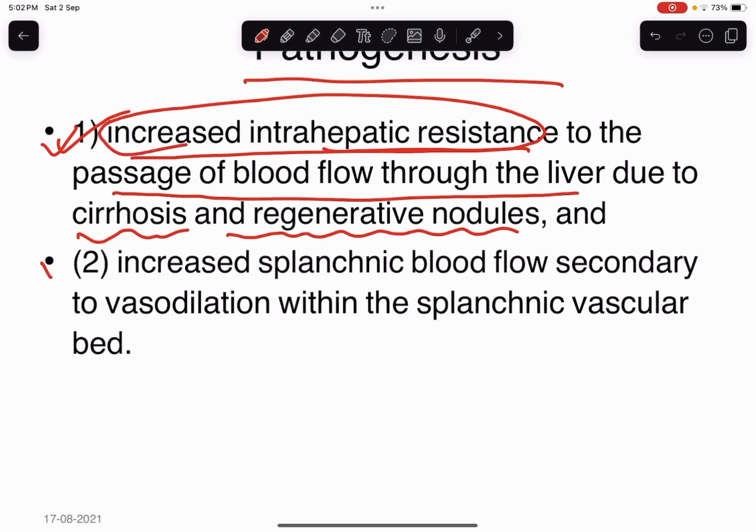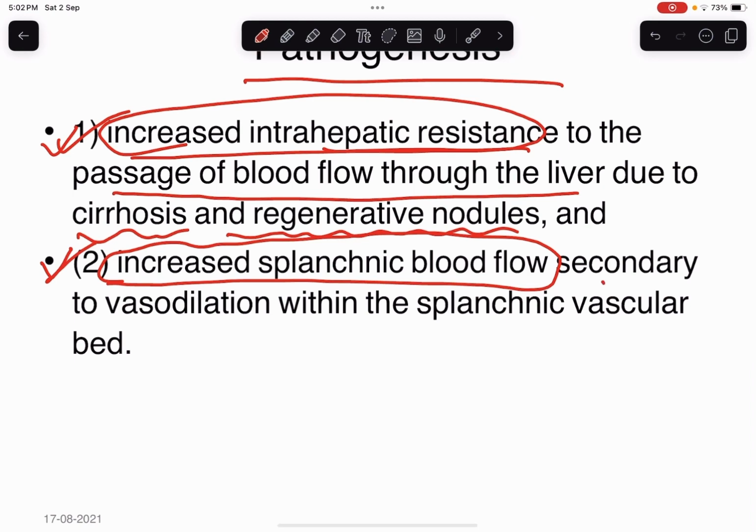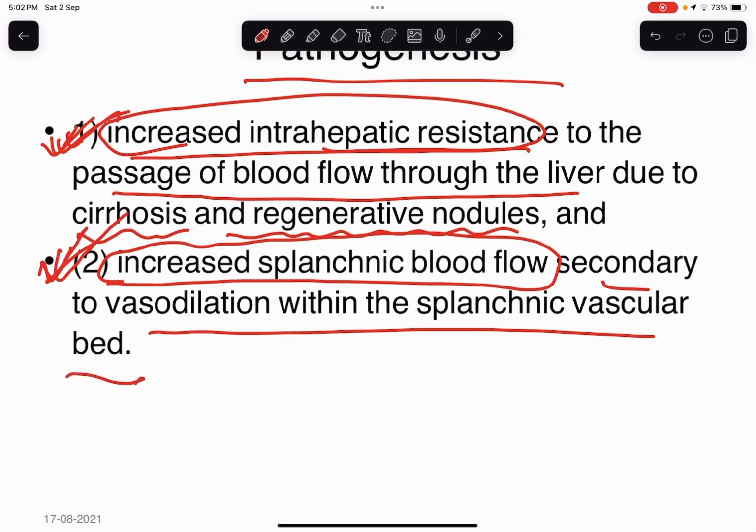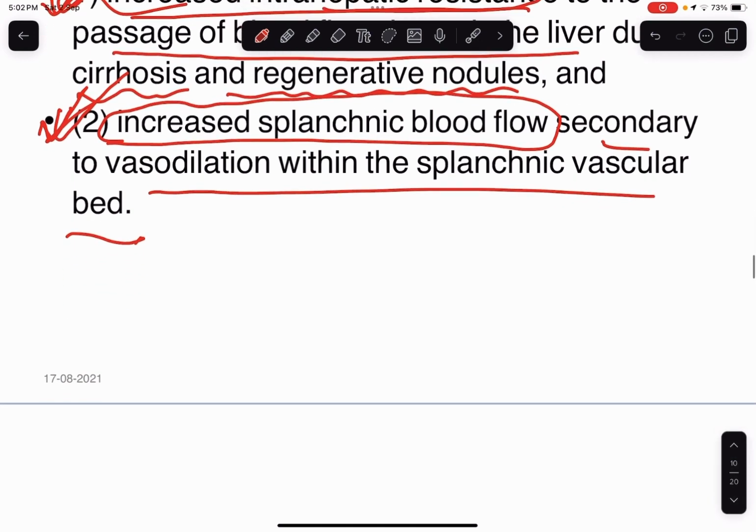First factor. Second factor, increased splanchnic blood flow. Splanchnic blood flow means blood flow going into the intestines, stomach, esophagus, pancreas and all those things. Why will there be increased blood flow in the splanchnic circulation? Because of vasodilatation within the splanchnic vascular bed. So these two are the very important mechanisms underlying portal hypertension.